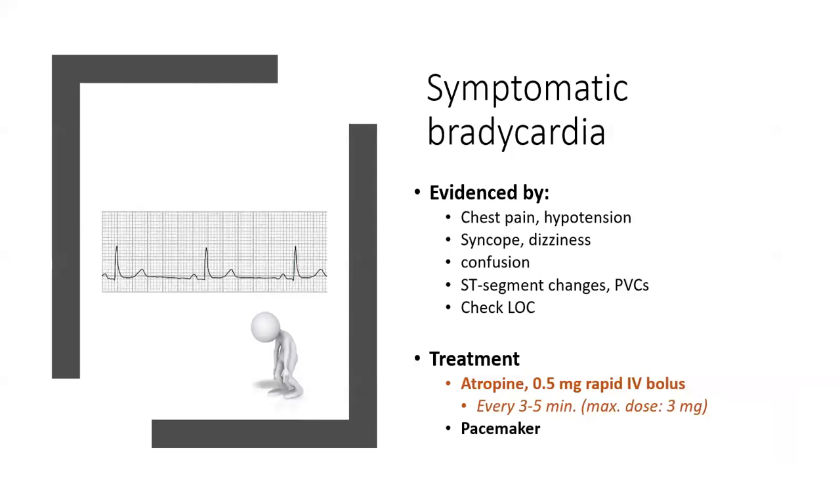With it, your treatment choices can be pharmaceutical, which is atropine, or a pacemaker. Atropine 0.5 milligrams is usually given through rapid IV bolus, and it can be given every 3 to 5 minutes with a maximum dose of 3 milligrams. You can also get a pacemaker, which we'll talk about later.